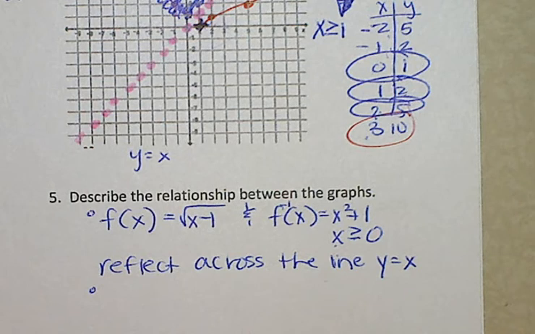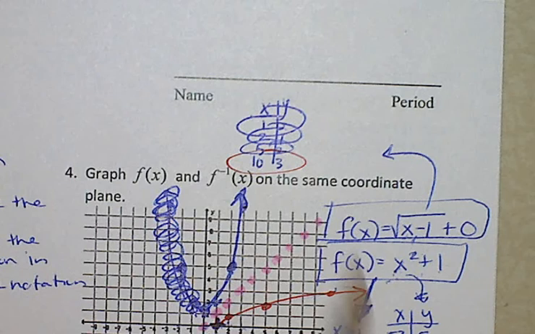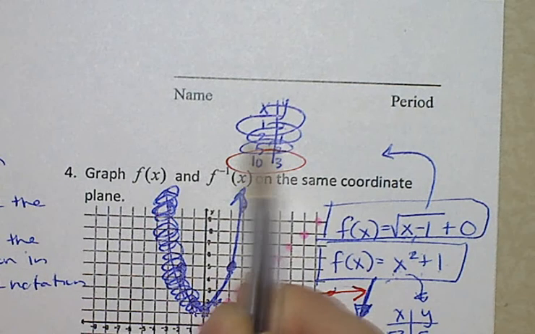So the x and y coordinates of one function become the y and x, right? They flip and become the y and x coordinates of the second function, or vice versa, okay? So the x and y coordinates of one function become the y and x coordinates of the other function.